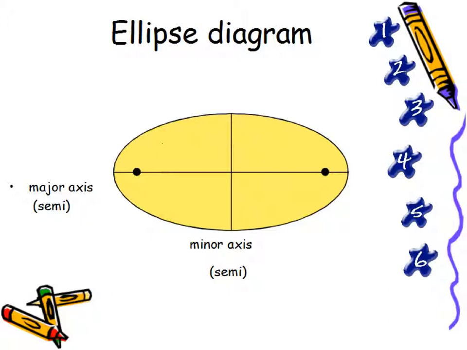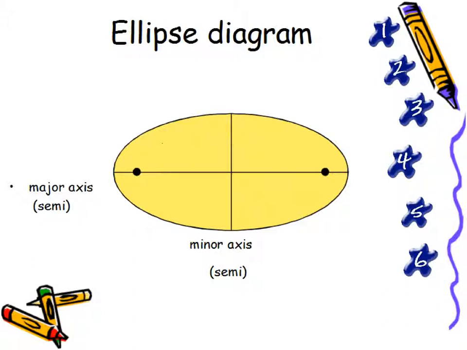Okay, so we also have this term, a semi-major axis or a semi-minor. So the whole axis is the major axis from one edge of the ellipse to the other. If you just start at the center and go to the edge, that's called the semi-major. Just like a semicircle is half of a circle, a semi-major axis is just half of it. And the semi-minor just goes from the center to the edge.